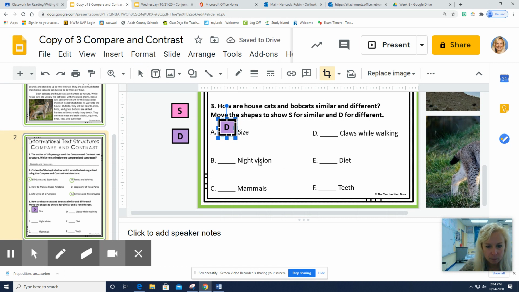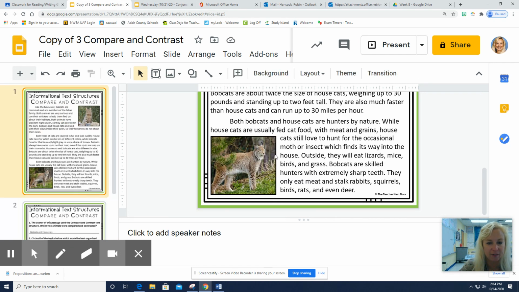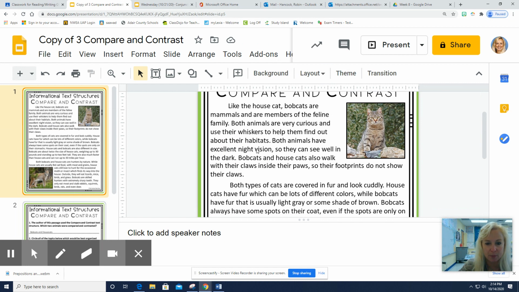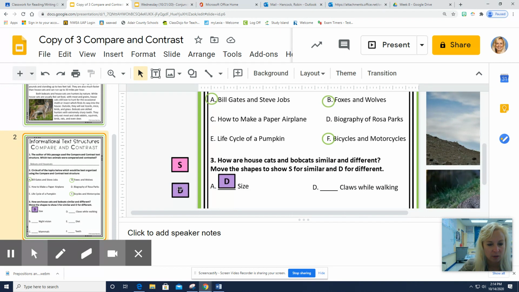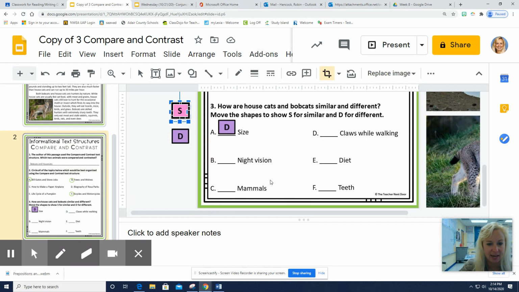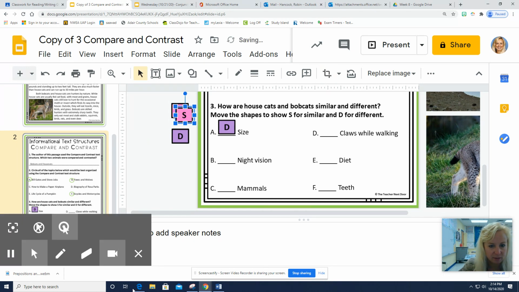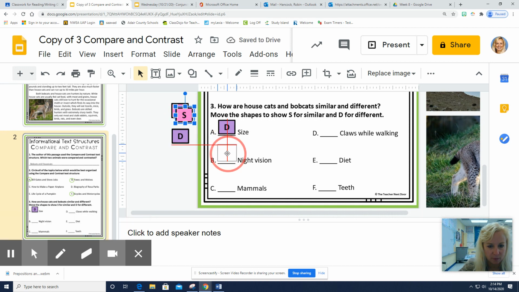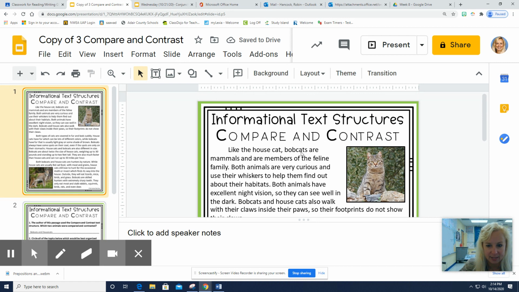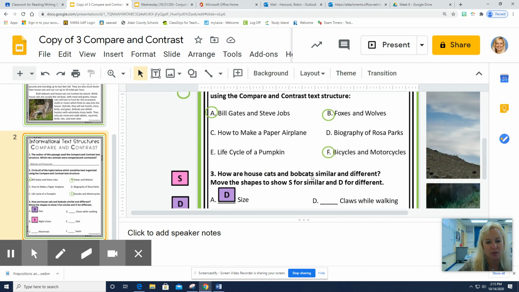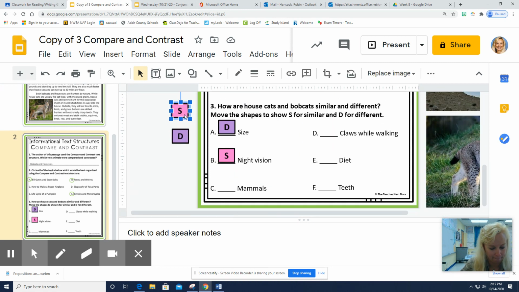Okay. B, night vision. It said right here in the text that both animals have excellent night vision. So there would be my evidence for that. So that would be a same. So I'm going to Control C, Control V. Same on night vision. It also said in the beginning of the text that like a house cat, bobcats are mammals. So they're both mammals. So I know that that is the same. Control C, Control V to paste.